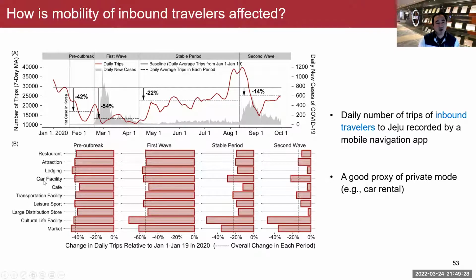And because the data set also captures the trip purpose, the POI at the trip destination, we can look at the overall reduction of trips to different types of places. As you can see, the impact of COVID did not diminish over time, but produced heterogeneous effects. For example, even after the second wave, the visits to cultural life facilities and markets remain very low. But the visits to restaurants, cafes, and leisure sports have recovered to a greater extent.